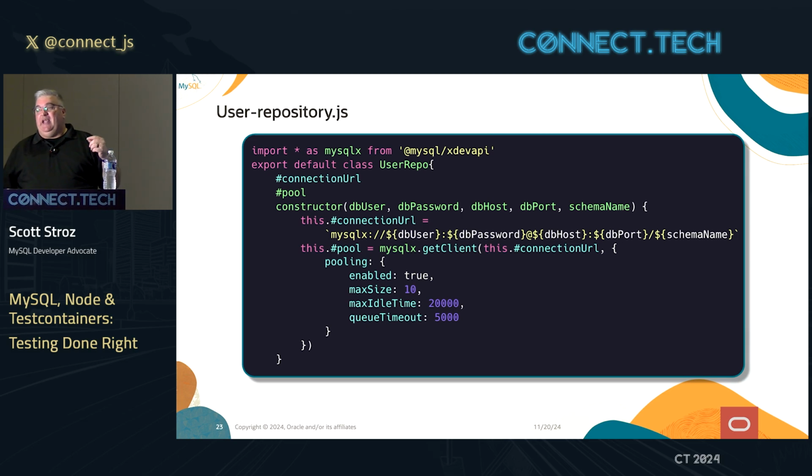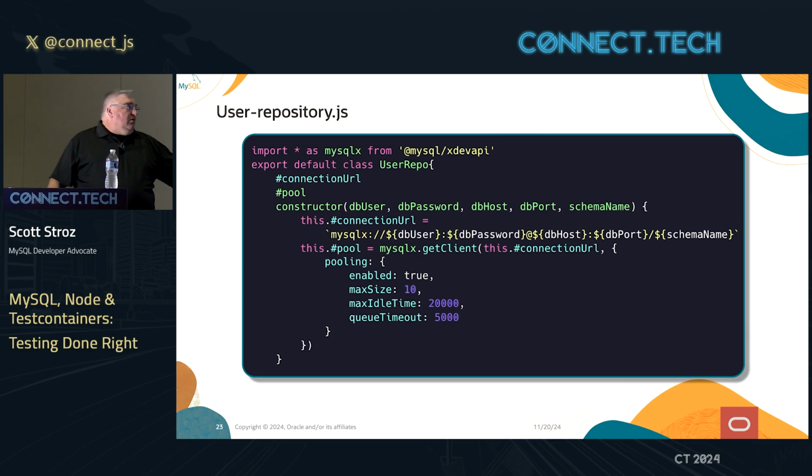First thing we do is we set the connection URL to mysqlx://user:password@host:port/schema name. Now that may look very similar to a JDBC string because it's very similar to a JDBC string. The thing to note here is the fact that it says MySQL X. If you were using the regular MySQL protocol, it would be mysql: not mysqlx:, it's because we're using the X protocol. And then we set up a connection pool.